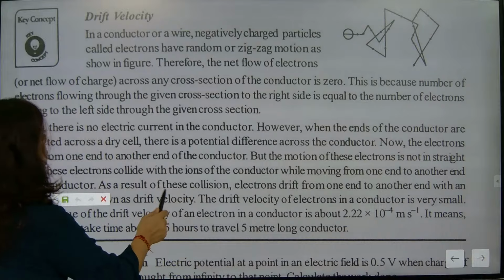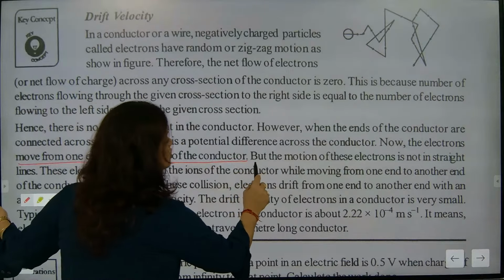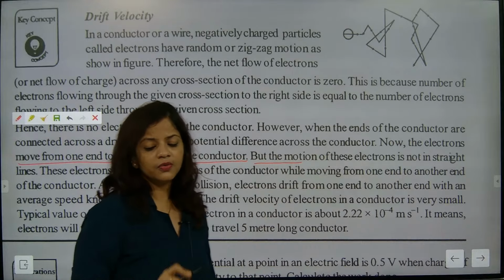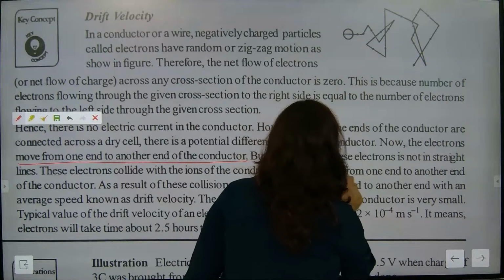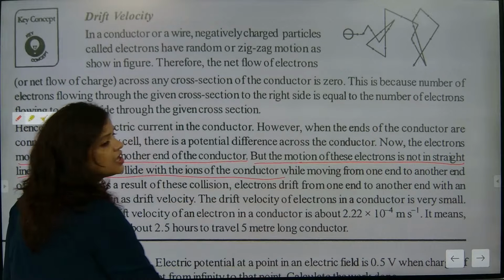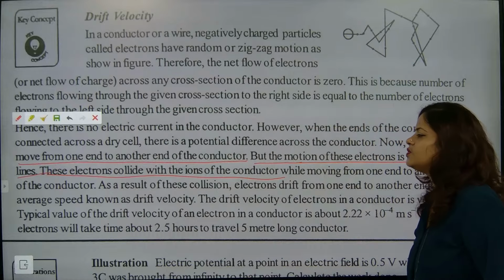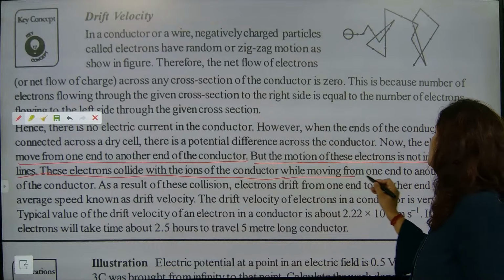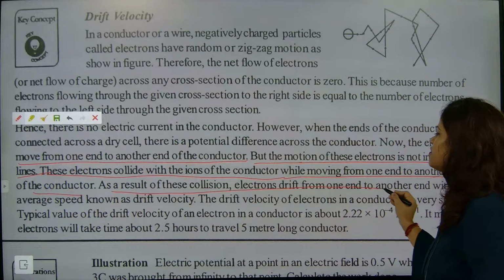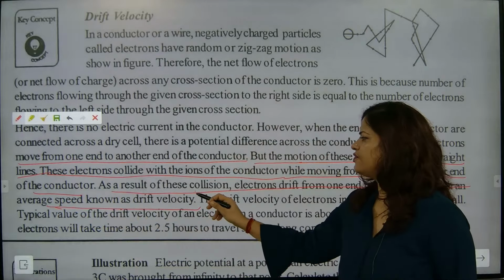The electrons move from one end of the conductor to the other, but the motion of the electrons is not straight. Is the motion of the electron straight? The answer is no. Hence electrons collide with the ions of the conductor while moving from one end to the other. As a result, these colliding electrons drift from one end to the other with the average speed known as drift velocity.